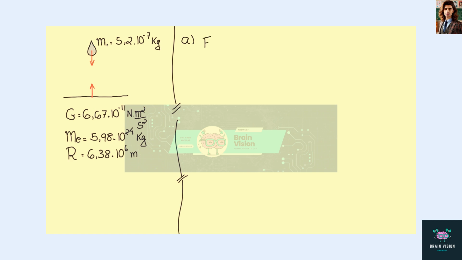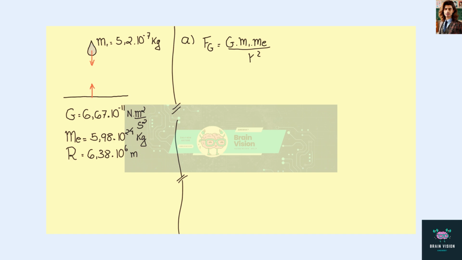The magnitude of the gravitational force exerted on the raindrop by the Earth is given by the following equation. The gravitational force is equal to Newton's constant times the mass of the raindrop times the mass of the Earth divided by the distance between the center of the Earth and the raindrop squared.